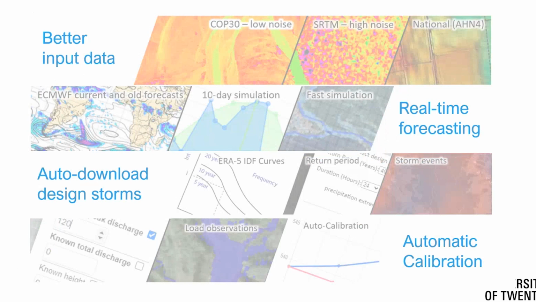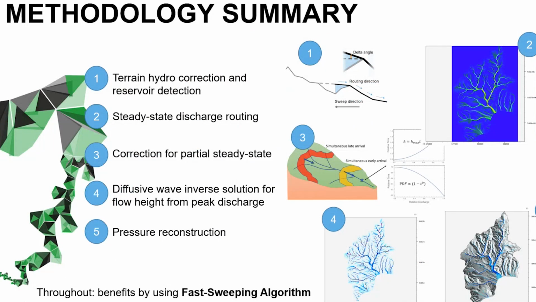A lot of extra features that we've added since then: better input data sets, real-time forecasting opportunities, but we're trying to make that a little bit more robust and reliable as well. Automatic downloads of design storms, climate parameters, and automated calibration as well. All things to try to help the user with this.